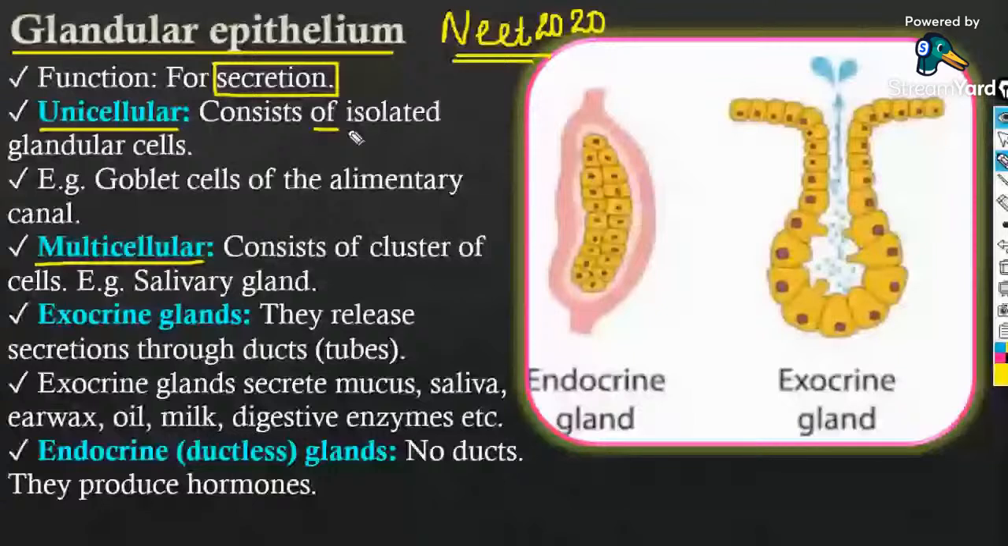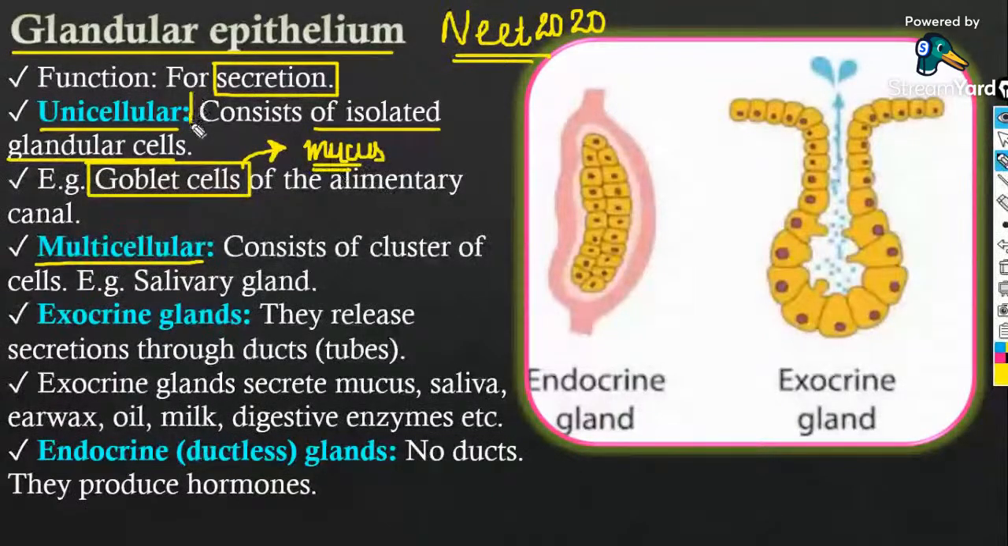What are the goblet cells? Tell me, what is the function of the goblet cells of the alimentary canal? When we discussed the digestive system, we told you. Very good. It is present in the alimentary canal and it produces mucus. So the mucus secreting cells present in the alimentary canal are the goblet cells, that is unicellular in nature.